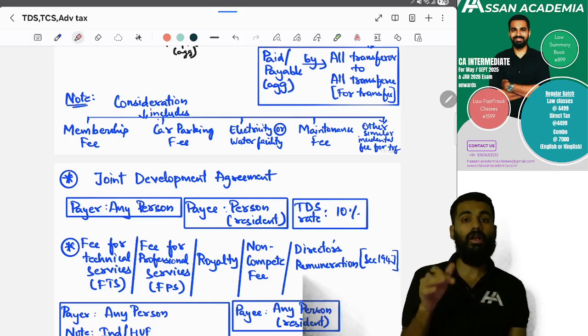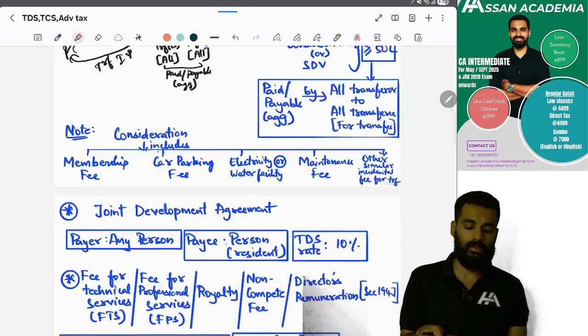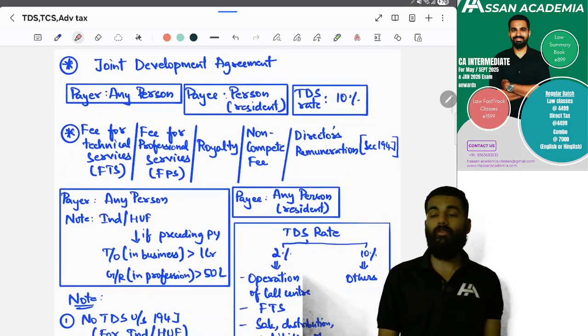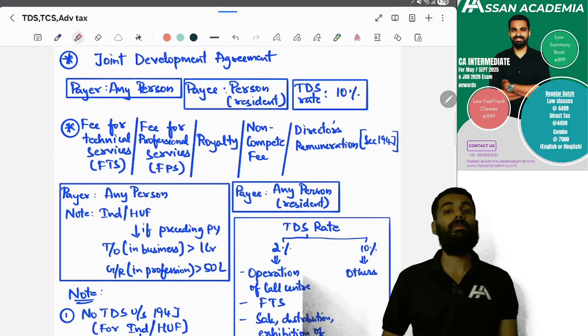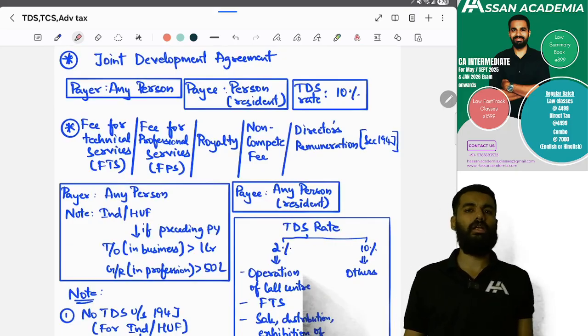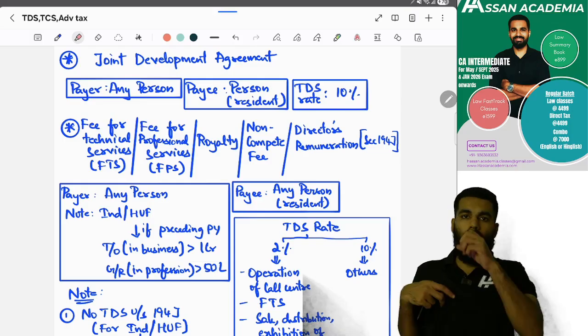All this amount will be included for you to tax this 50 lakh rupees. Next, joint development agreement. Any person making payment to a resident person, then 10% TDS will be attracted. What is a joint development agreement?